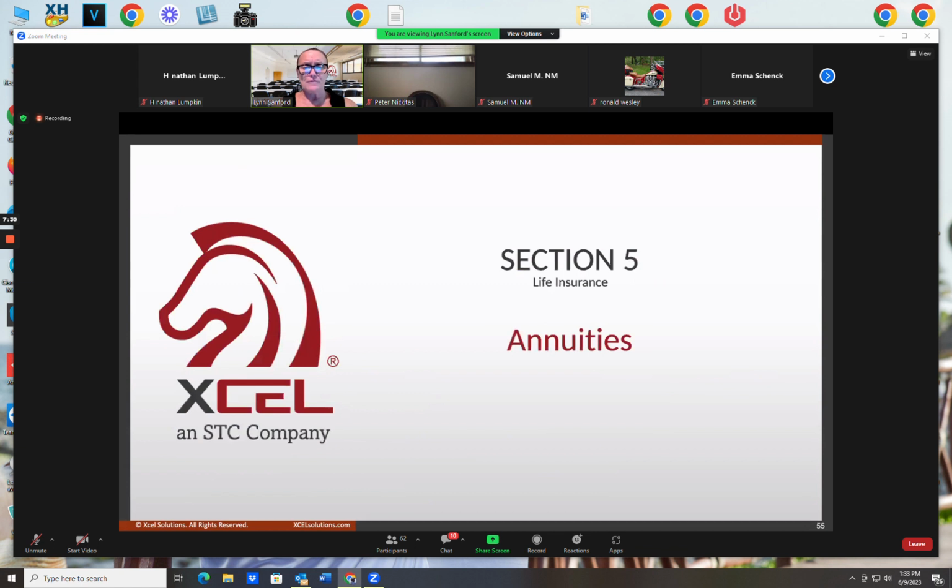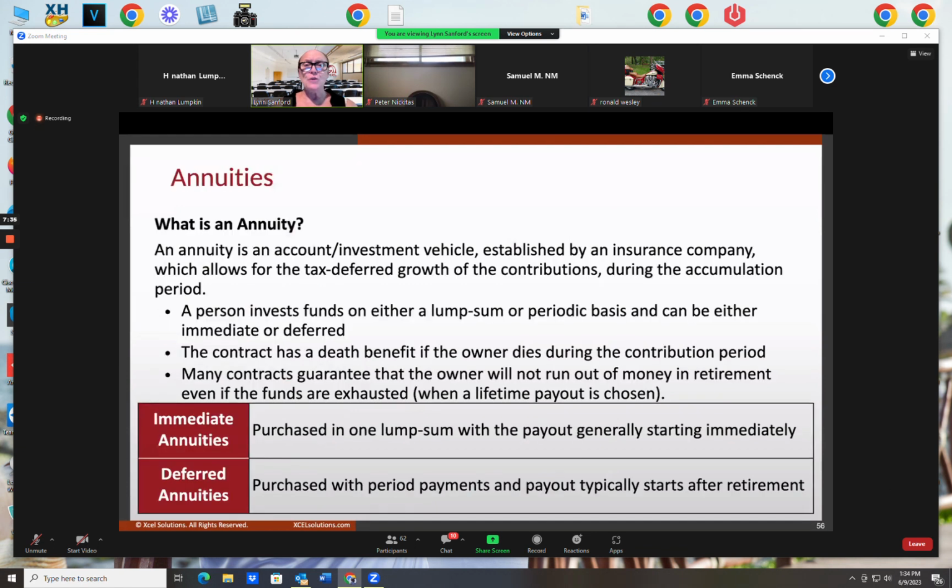We move on with section 5, annuities. Annuities. Now, what is an annuity? An annuity is an account you establish at an insurance company. They are long-range planning vehicles. The biggest use of them is to plan for retirement, to provide an income for this individual at retirement or well into retirement years.